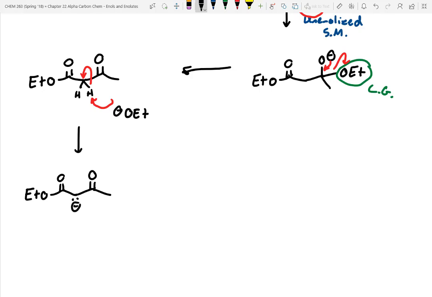And then in your last step, you need to ensure that you've got weak acid around. It can't be very strong acid, so that this can steal its proton back and leave you with your final product. Whoops.